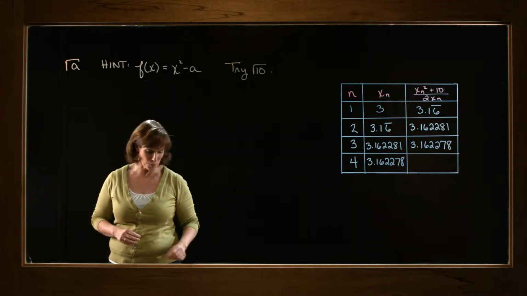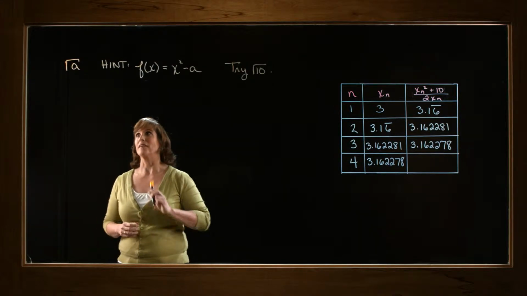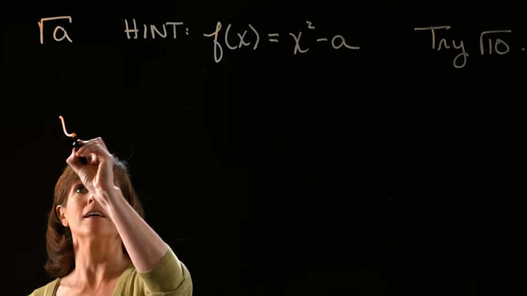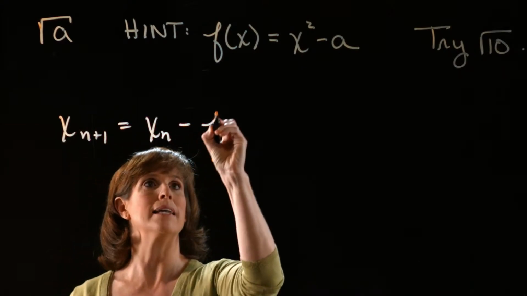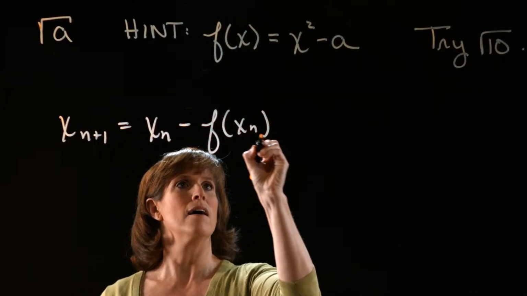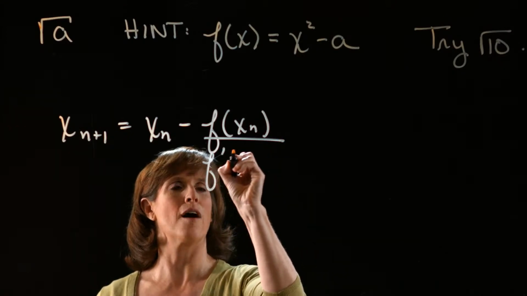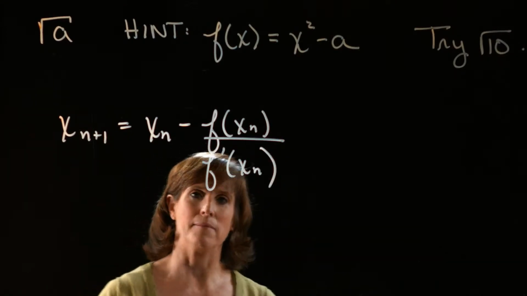Okay, so first we need a rule. So we're going to look at Newton's method. Newton's method says we need to look at x of n plus 1 and set that equal to x of n minus f of x of n all over f prime of x of n.